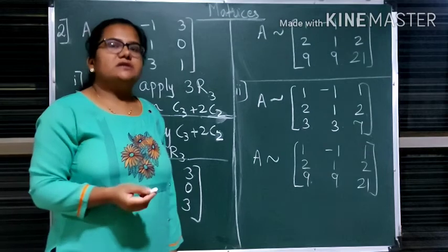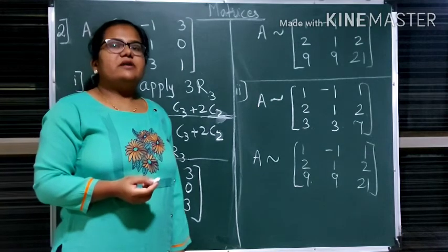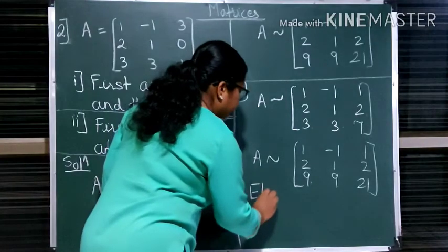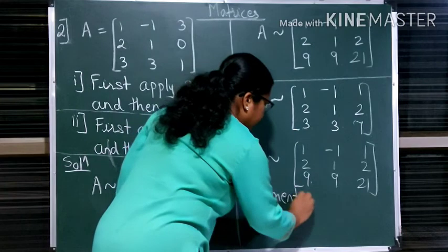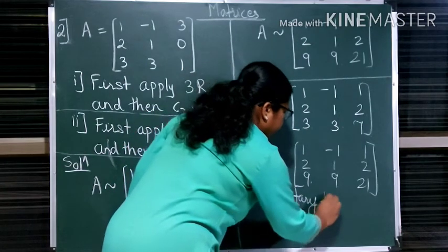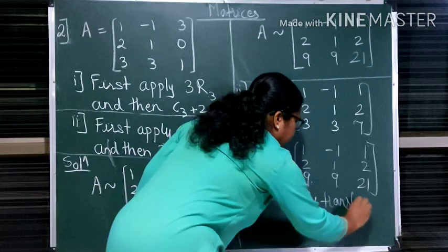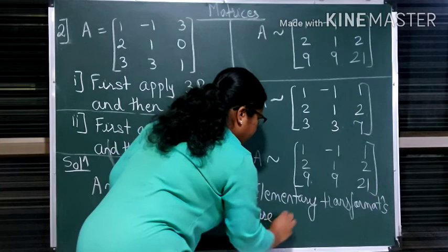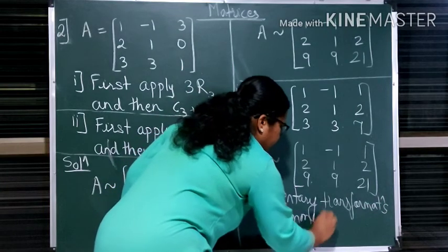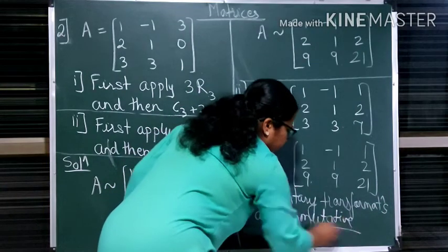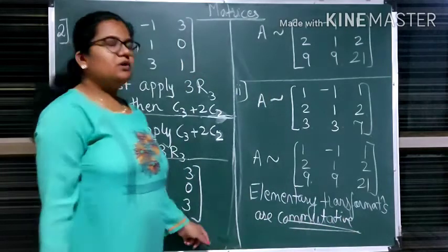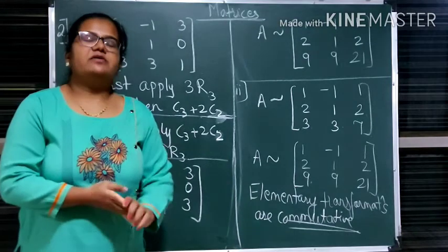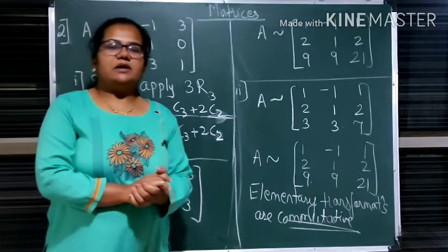So what do you learn from this example? That elementary transformations are commutative. Okay. So here you learn that elementary transformations are commutative. Anyhow you do the operations or elementary transformations, you will get one and the same answer.